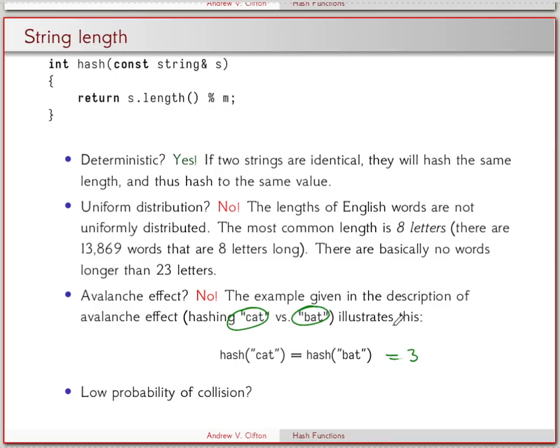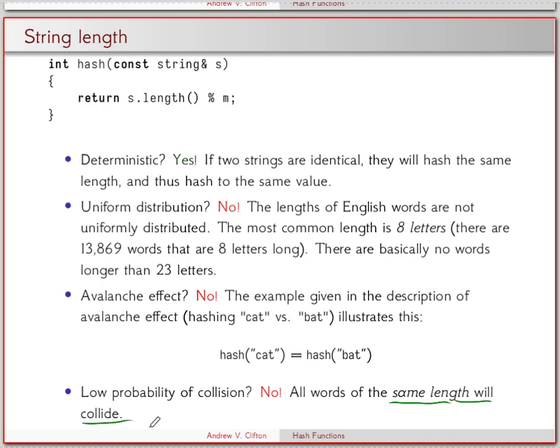So finally, do we have a low probability of collision? Well, generally speaking, if you don't have a uniform distribution and you don't have an avalanche effect, then you will end up with a high probability of collision. And in fact, all words of the same length will collide. So this one, string length, is a terrible hash function. Don't use it.